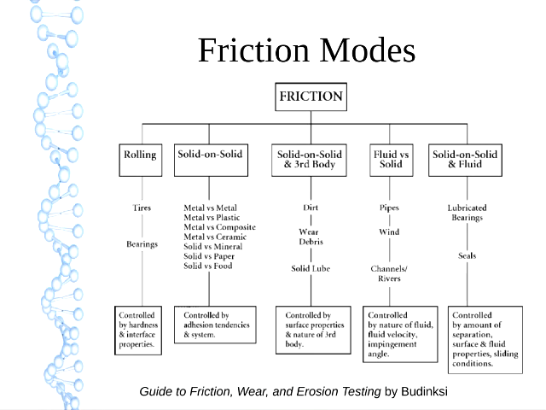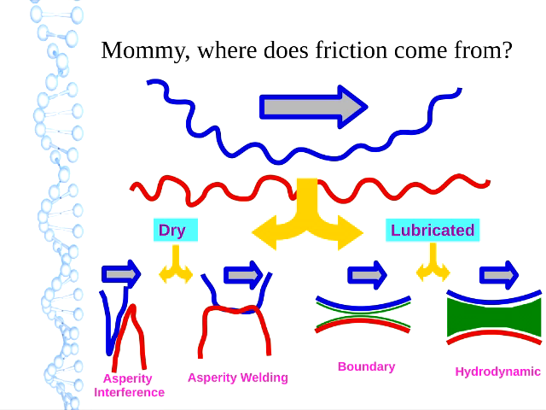Next, for friction, you've got solid versus fluid. Examples: pipes, wind, channels, and rivers. This is controlled by the nature of the fluid, velocity, impingement angle. Then you've got solid on solid and fluid. Lubricated examples: lubricated bearings and seals. It's controlled by the separation fluid properties, sliding properties, surface properties, the lubrication regime. So here you can see how complex friction is. So mommy, where does friction come from?